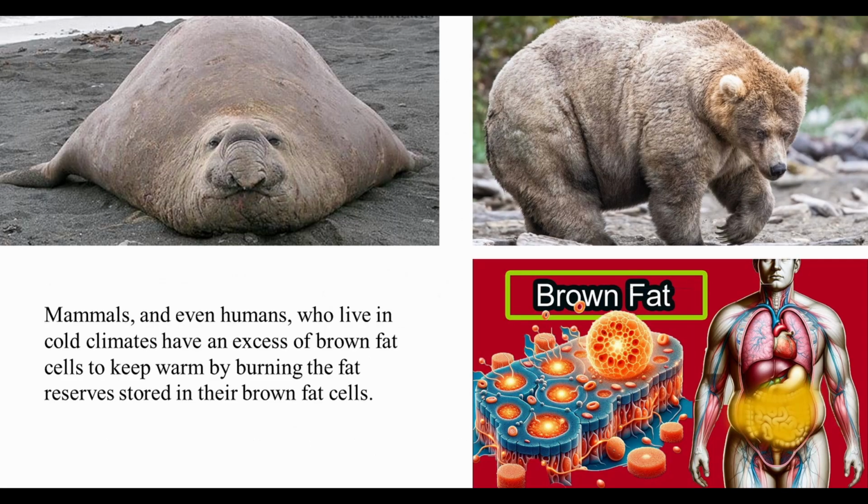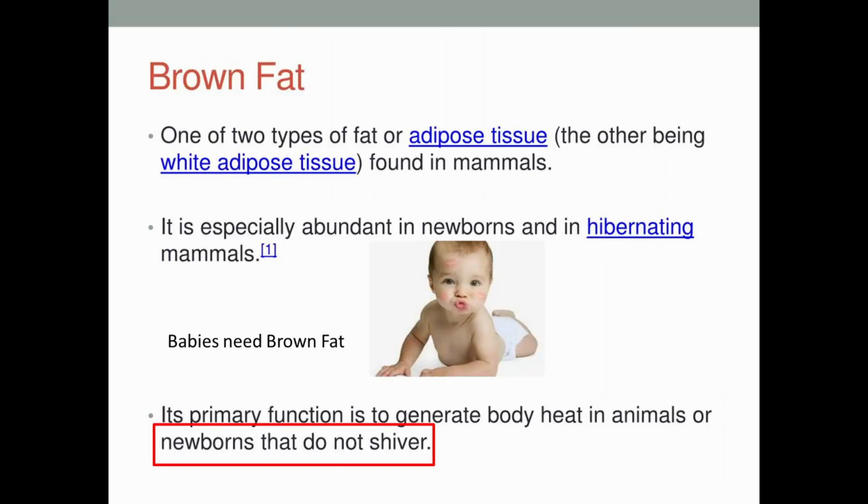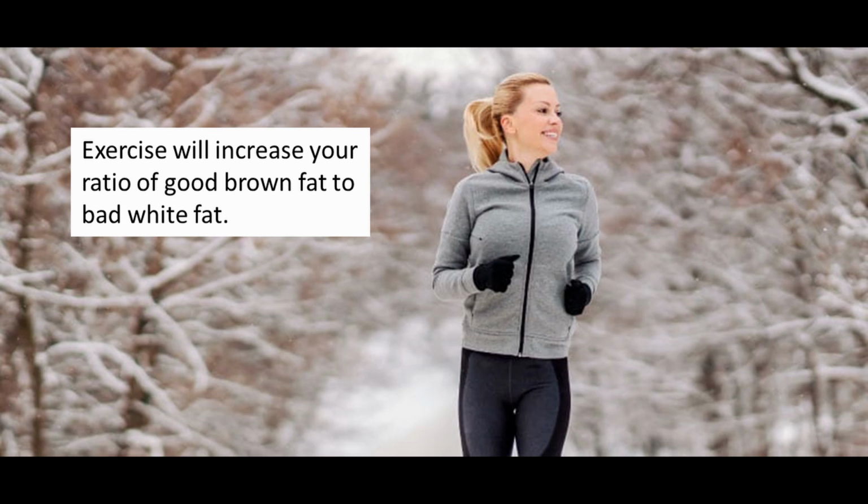Mammals, and even humans, who live in cold climates have an excess of brown fat cells to keep warm by burning the fat reserves stored in their brown fat cells. Babies are born with high numbers of brown fat cells. Babies need the heat released from their brown fat cells, as they are not able to keep warm by moving their muscles or to move to a warmer place on their own. As people age, the ratio of brown fat cells to white fat cells falls considerably. Older adults who exercise regularly can maintain a higher ratio of brown to white fat cells.